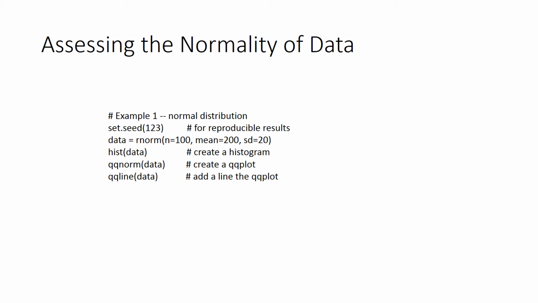The next line, hist(data), constructs a histogram of the data. The qqnorm(data) line in the code creates the QQ plot, and the qqline(data) adds a line to the plot.